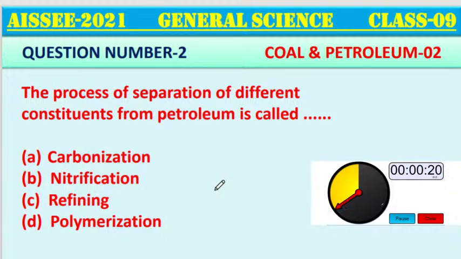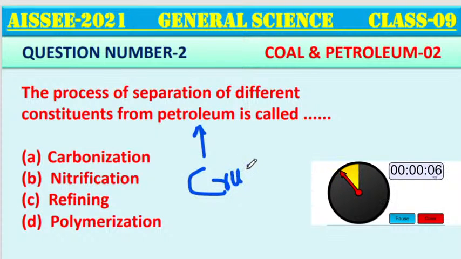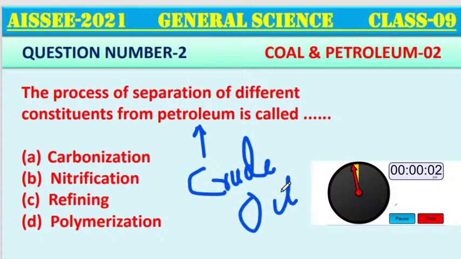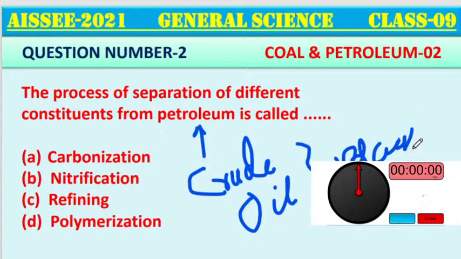Okay, the process of separation of different constituents from petroleum. Petroleum is what? The other name for petroleum is crude oil. Crude oil. In Hindi you can say kacha tel. It is black in color. So crude oil is nothing but petroleum.